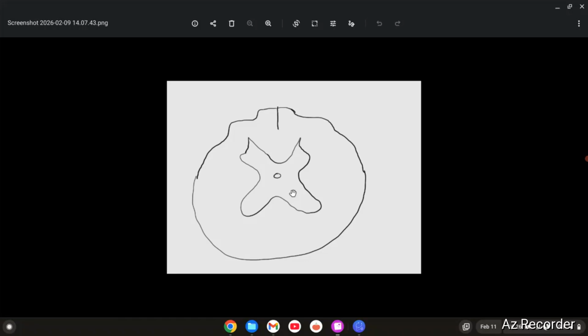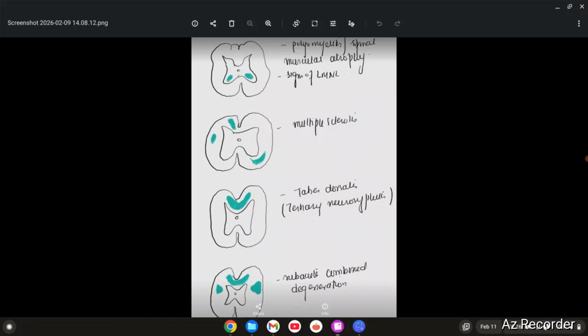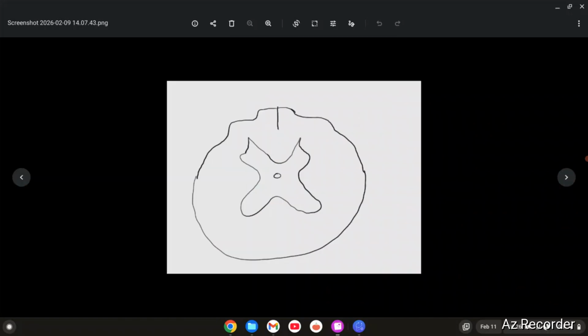Today we are going to be discussing the lesions affecting different portions of your spinal cord that you can potentially be asked on your exams. So this is the transverse section of spinal cord. This is a really basic diagram of spinal cord that I'll try to draw to just make you understand.